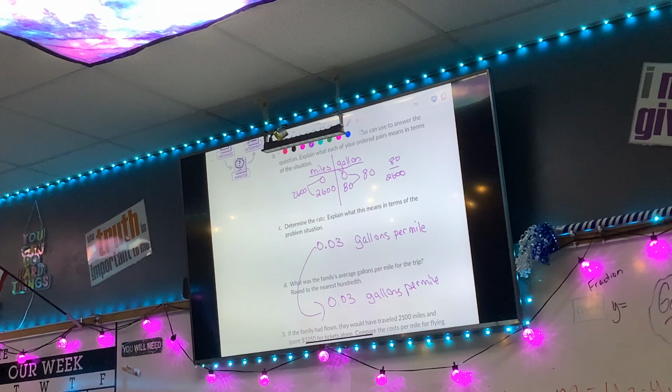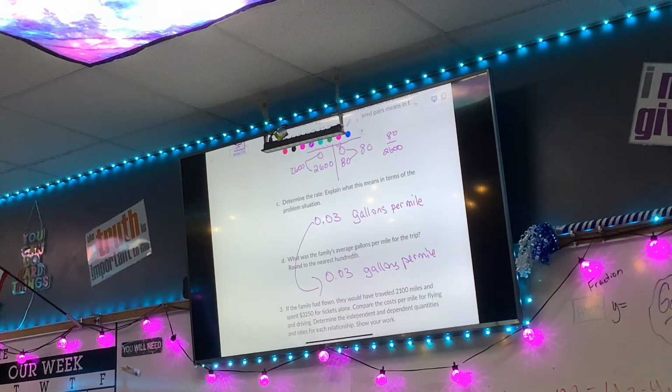You could have shown your work on C. Okay, if the family had flown, now this isn't an independent or dependent, they just want to figure out if the family had flown, they would have traveled 2,100 miles and spent $3,250 for tickets alone. Compare the cost per mile for flying and driving.